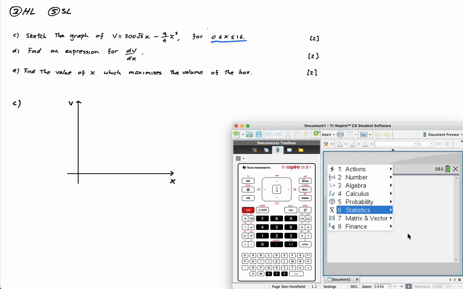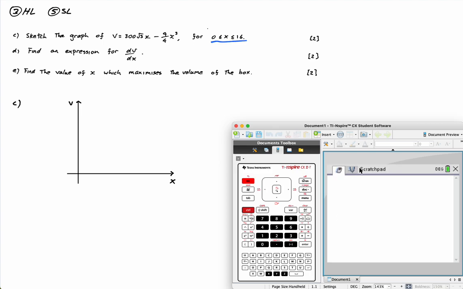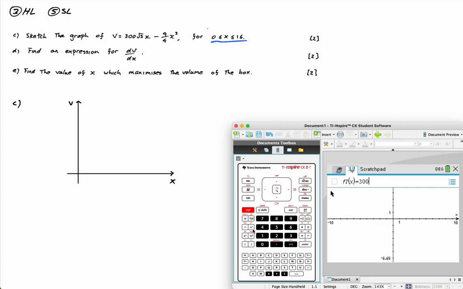Let's do this. So we want 300 times the square root of 3 times X. That's outside the root, by the way, guys, look. And then minus, I can put in this 9 over 4 X cubed. Okay, looks something like this.